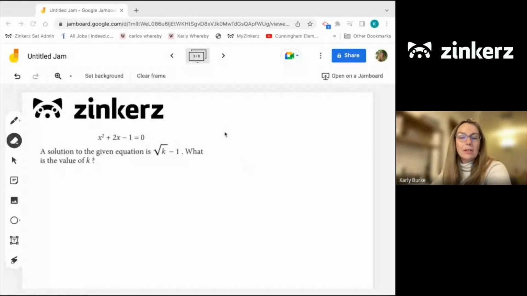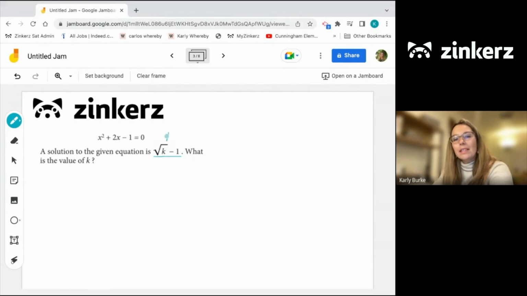It's important that you know the quadratic formula, but it's also important that you know how to complete the square and when one option is better than the other. So if we take a look at this next problem here, you have a quadratic and they tell you that the solution is given in the form of the square root of k minus 1.